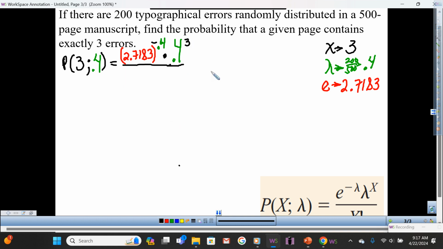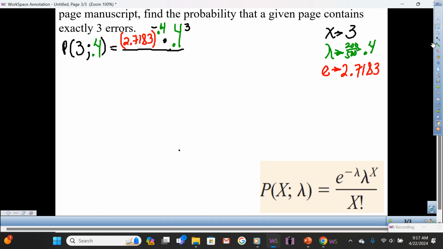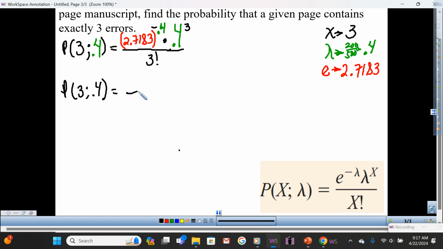Is everybody following the formula? So far so good, yes? All right, and the denominator is what? 3 factorial. All right, so with that said, P of 3 semicolon 0.4 is, look up really quick. I'm going to do one more step before I let you guys loose to do your computation. We know that 3 factorial is what? 3 factorial is 3 times 2 times 1. Is that correct? All right, but I want to talk about this number in the numerator.